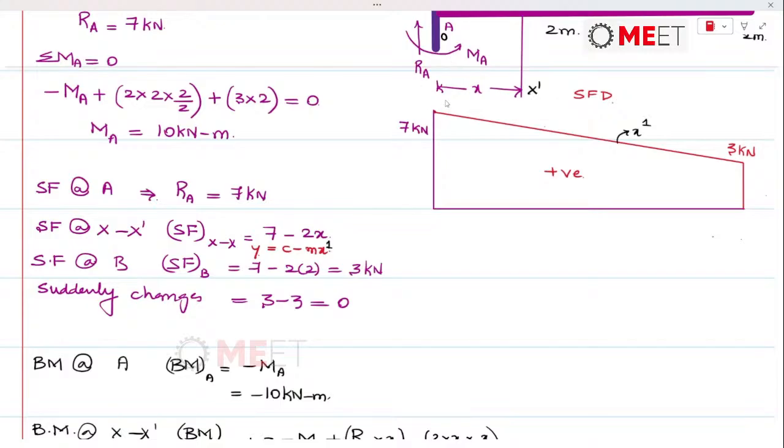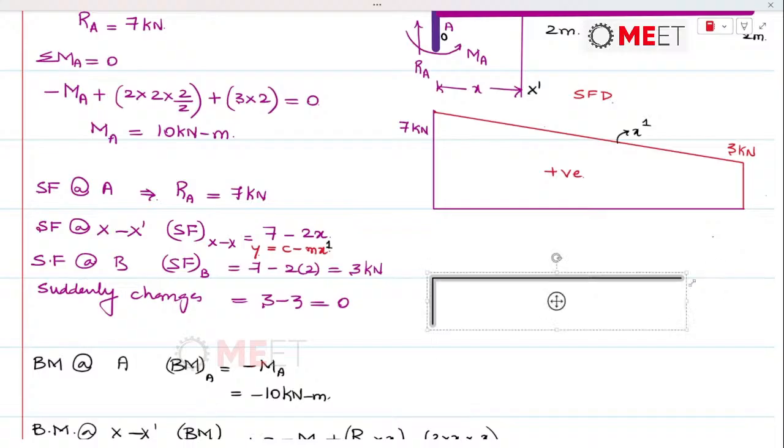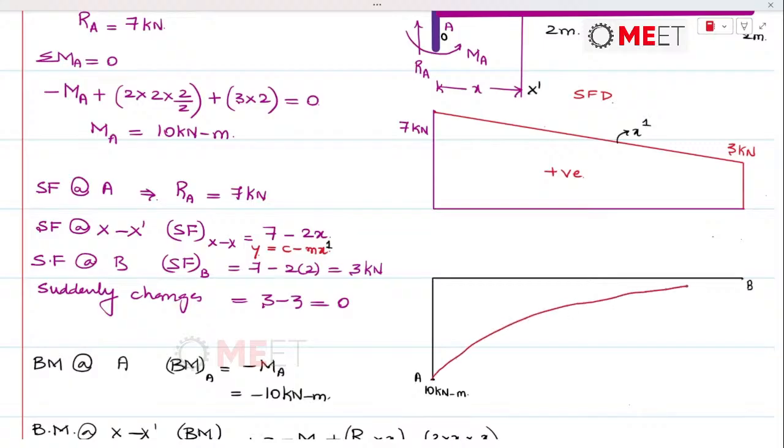Let me just draw the BMD diagram. In the BMD diagram you will find the bending moment at the A location will be maximum, that is 10 kilonewton meter. And from this point onwards up till the point B, there will be a second degree parabolic variation. So the variation would be like this. This is a second degree parabola, that is x square.